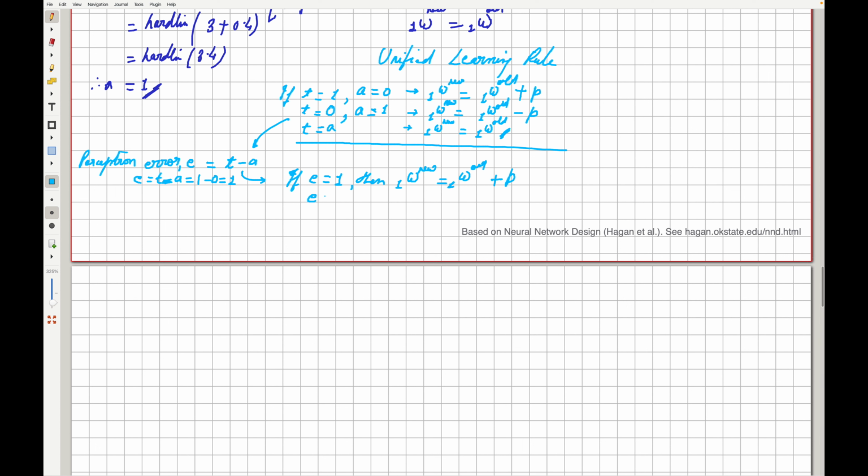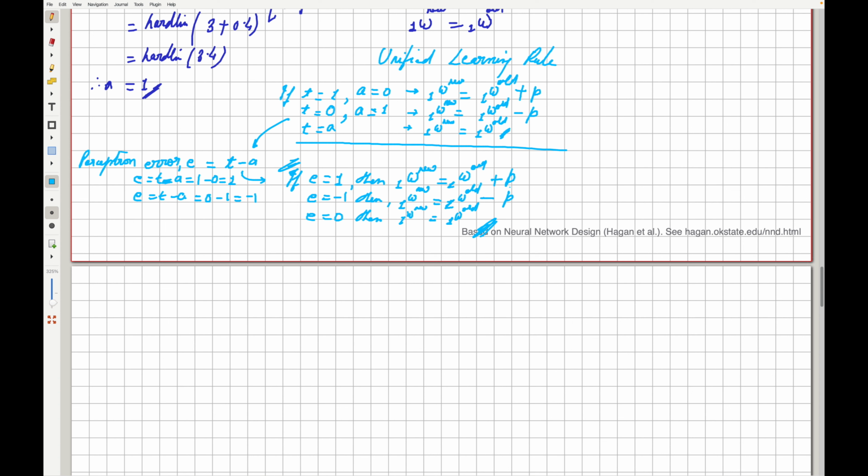Likewise, if the value of E is equal to minus 1, that is when we calculate E equal to T minus A, where T is 0 and A is 1, and we get minus 1 there, then the new value of W is equal to the old value of W minus the value of P. And finally, if there is no error, if E is equal to 0, then we stop there and simply say that the new value of W is equal to the old value of W that we already have, and no further updates to the weight matrix are required.